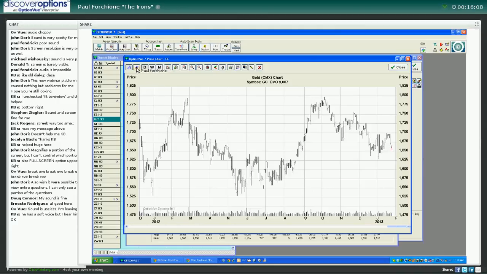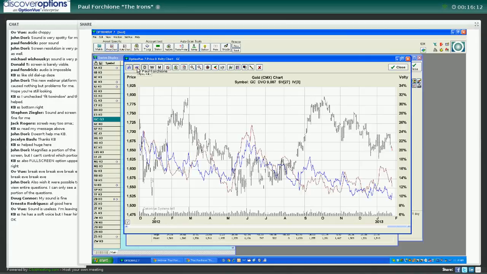I'm going to superimpose the implied and statistical volatility lines by clicking this double squiggly line in the upper left. It shows us that the blue implied volatility has been trending lower over time, over the last several months. And as a matter of fact, it is at a very, very low level when you look at it from two different measures.